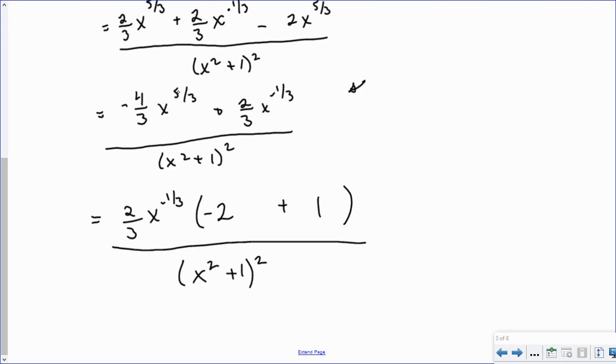And then I subtract the powers to get my power of x. That is 5/3 take away negative 1/3. So 5/3 take away negative 1/3 is 5/3 plus 1/3, or 6/3. That would be x squared here. And that's our greatest common factor out of here.